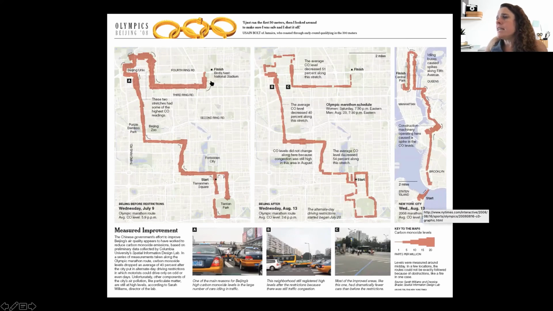And what we did is we measured along the Olympic route before the traffic congestion policies were put in place. We measured again after, and you can see that in many places, by reducing the number of cars along the roadway, they were able to significantly reduce some of the traffic air pollution. And we looked at a comparison here in New York City.